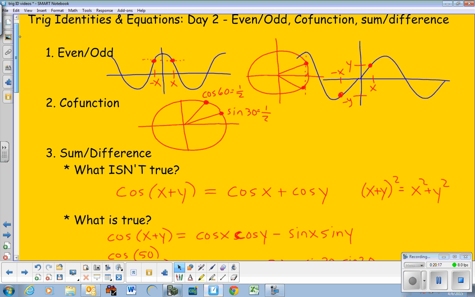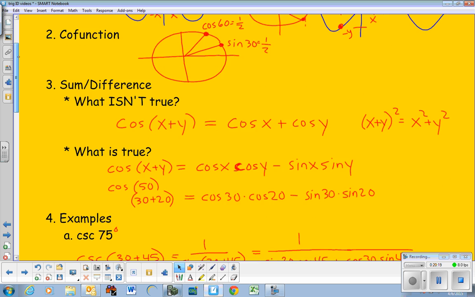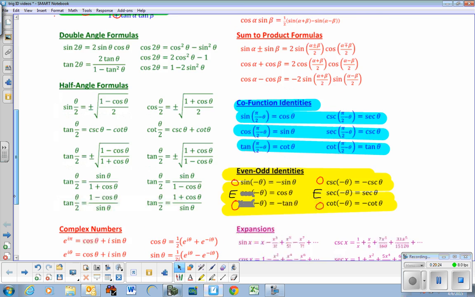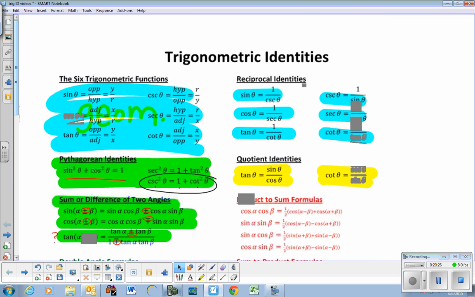We've got our even-odd, cofunction, and sum and difference, 3 new sections on our chart highlighted. We're going to move through this thing quickly. I'm having fun with it. I love identities.